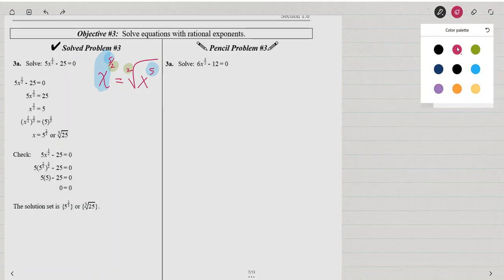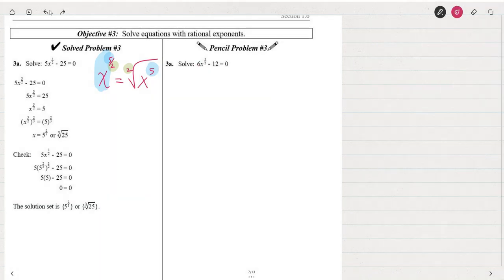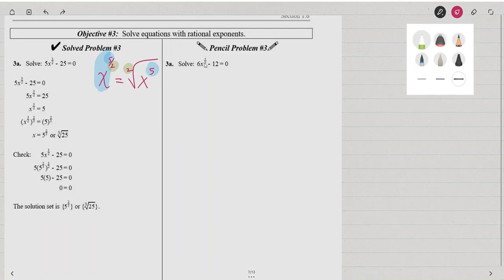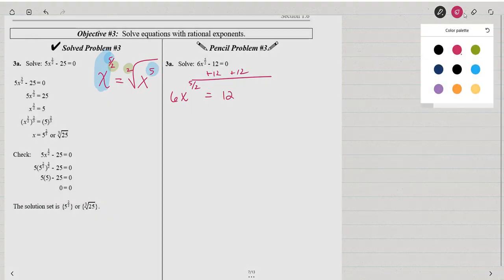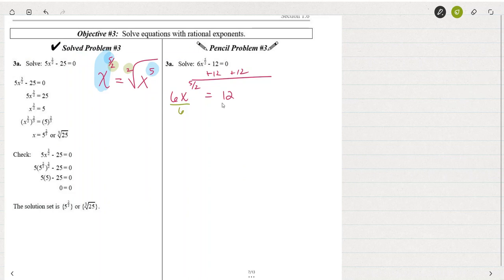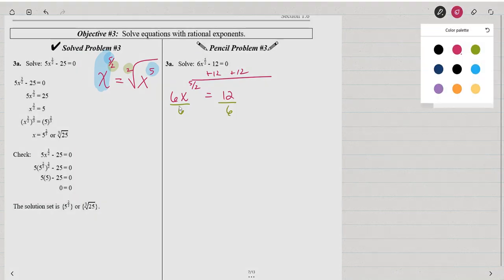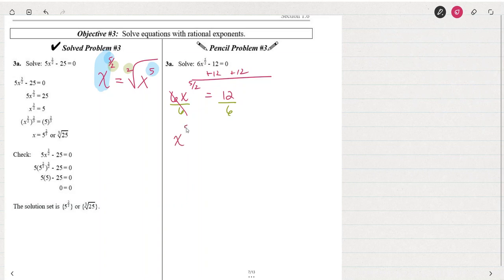What I'm going to do to approach this is start by isolating the x term. So I'm going to divide, oh, I'm sorry, not divide yet. I'm going to start by adding 12 to both sides. So 6x to the 5 halves equals 12. And then I'm going to divide both sides by 6. 6 divided by 6 is 1, so I've got x to the 5 halves equals 2.